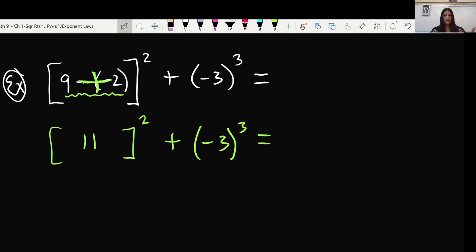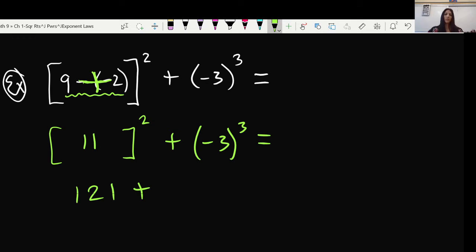So brackets are done. These brackets don't really need to be there. It could just say 11 squared. And then exponents need to happen next. So 11 squared we know is 121. I found you guys were quite good at knowing your perfect squares. And then plus, what's negative 3 cubed?